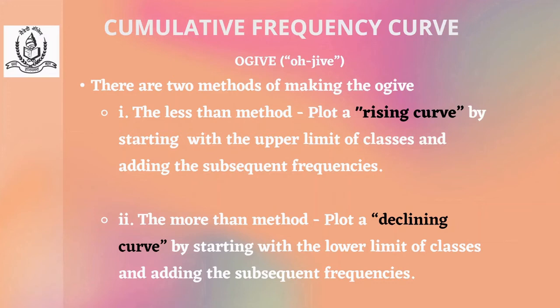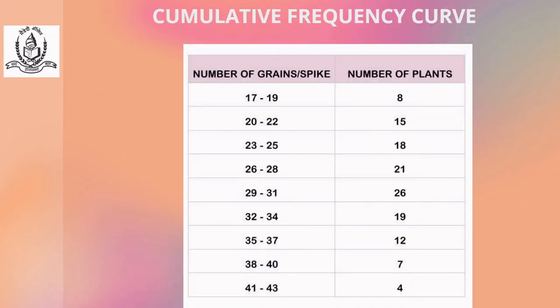There are two methods by which an ogive can be made. The less than method, where we are plotting a rising curve and we start with the upper limit of the classes and add the subsequent frequencies. The second method is also known as the more than method, and we plot a declining curve by starting with the lower limit of classes and adding subsequent frequencies. Let's see the example which is here before us on the number of grains per spike and the number of plants that are showing the number of grains.